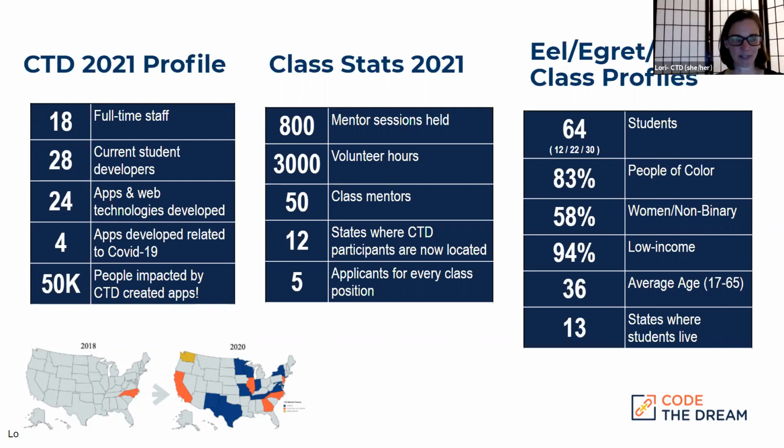We do have 18 full and part-time staff, I think. That includes part-time as well. 28 current apprentices in Code the Dream Labs. We're working on, I think, 24 apps and web technologies, including websites, that we've worked on over the last year. There were 4 different apps related to COVID-19 that we were working on, and certainly over 50,000 people impacted by Code the Dream created apps.